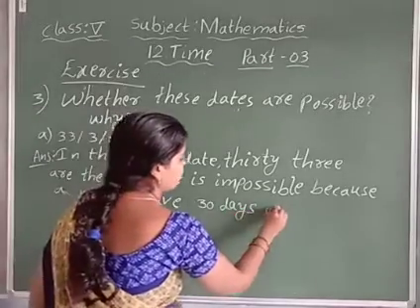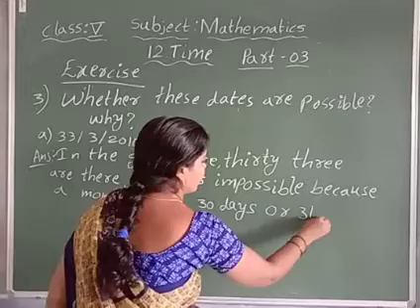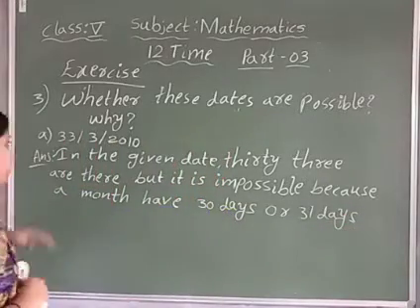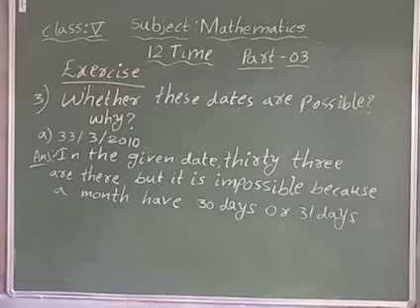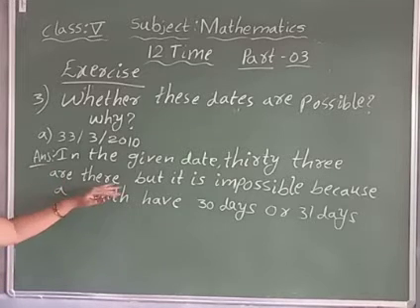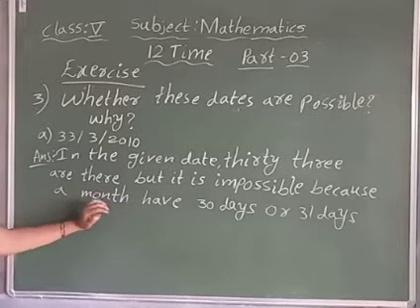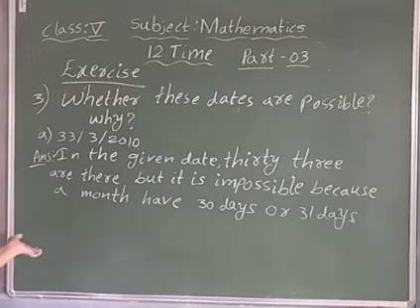31 days. But not 33 days only. In the given date, 33 are there, but it is impossible because a month has 30 days or 31 days. Okay, you will write this.